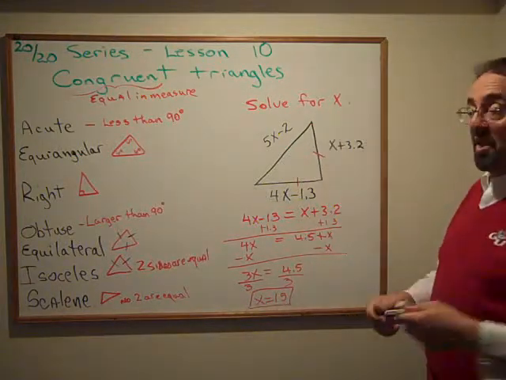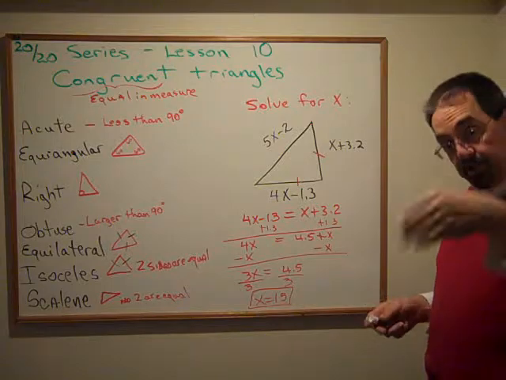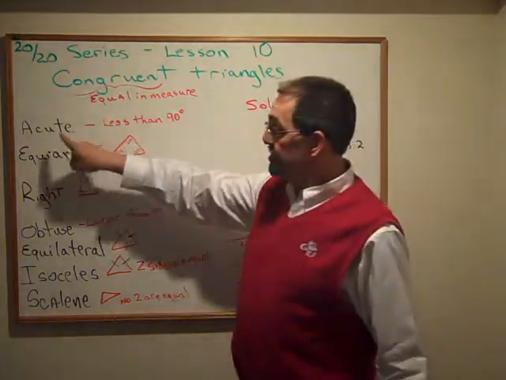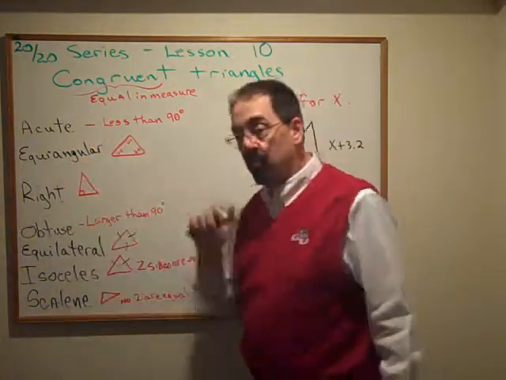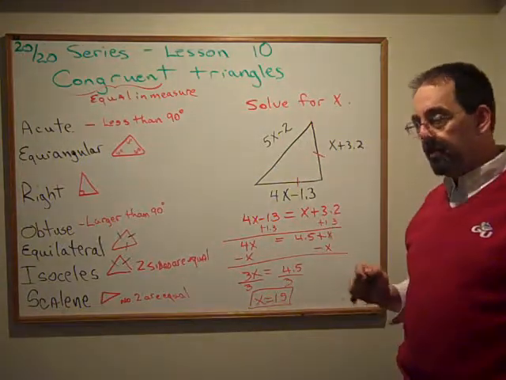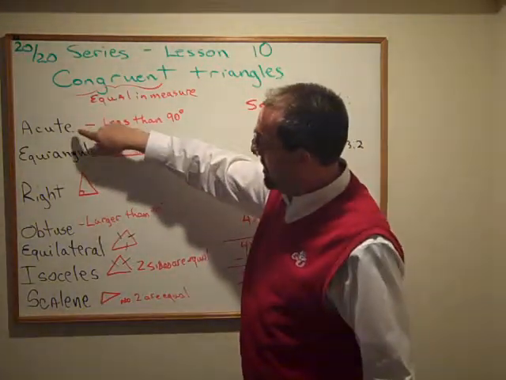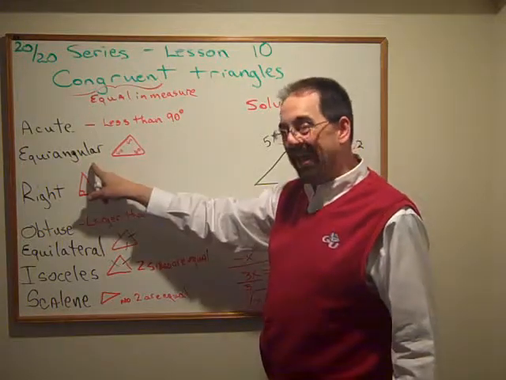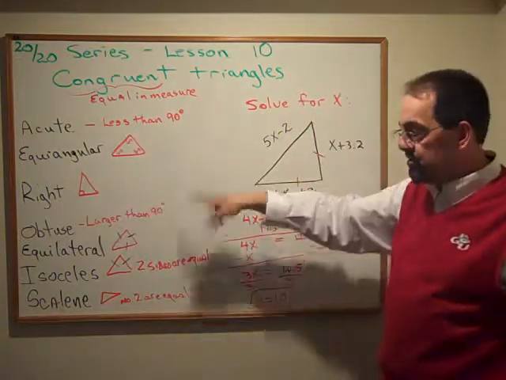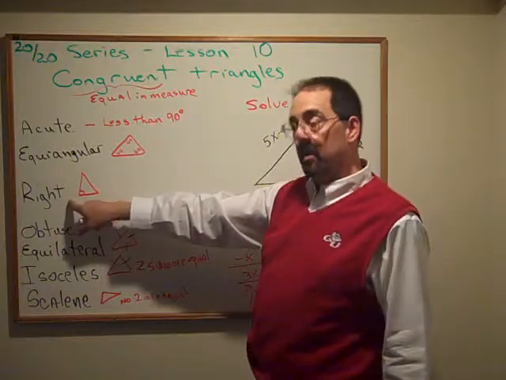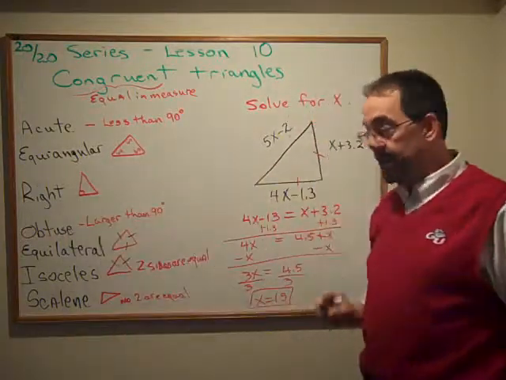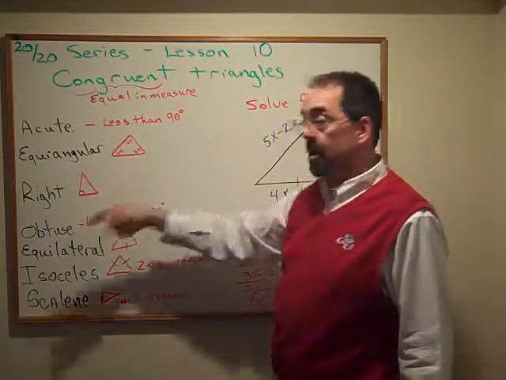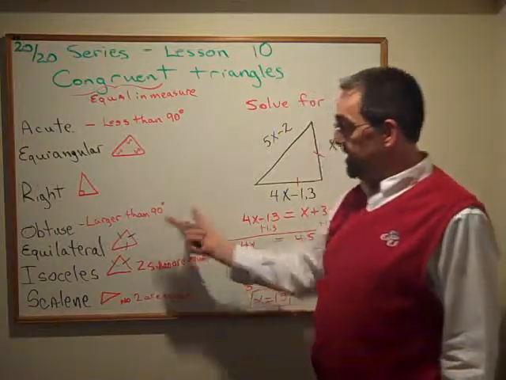So, one of the most important things with this lesson as you do these problems is to refresh your memory on all the vocabulary. Lots of vocabulary in this particular unit. Acute triangle, less than 90. Equiangular, all the angles are 60. A right triangle, one of the angles is 90 degrees. Obtuse, there's an angle larger than 90.